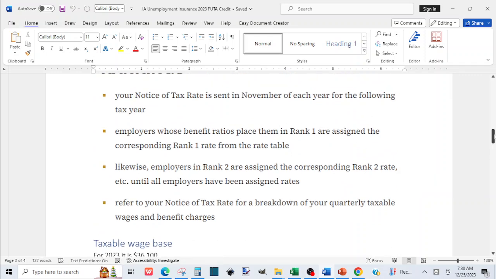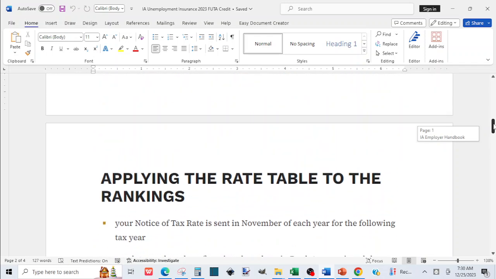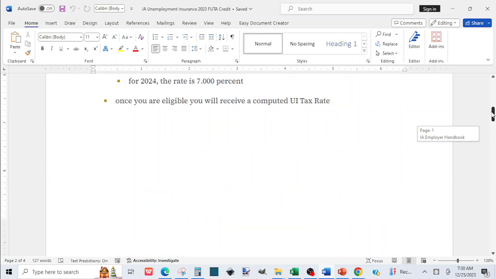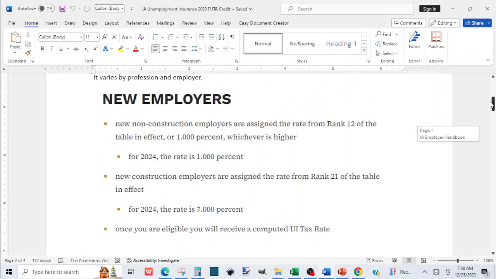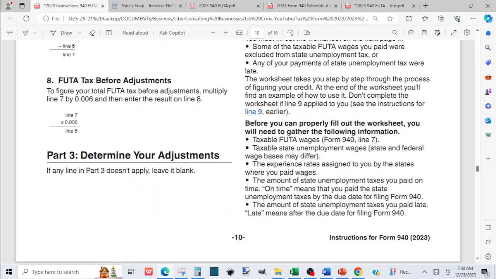And they have, but again, I'm not going to go through it, it's just an example using Iowa. They have 1%. It ranges from 1% to 7% or so. And they use the maximum for construction businesses. But you have to find which one your state uses.